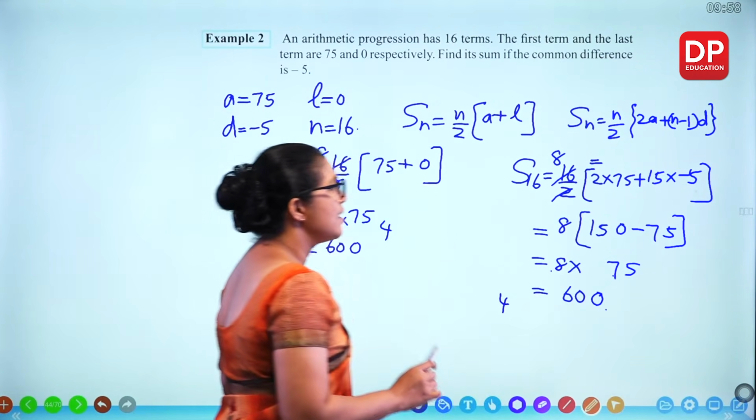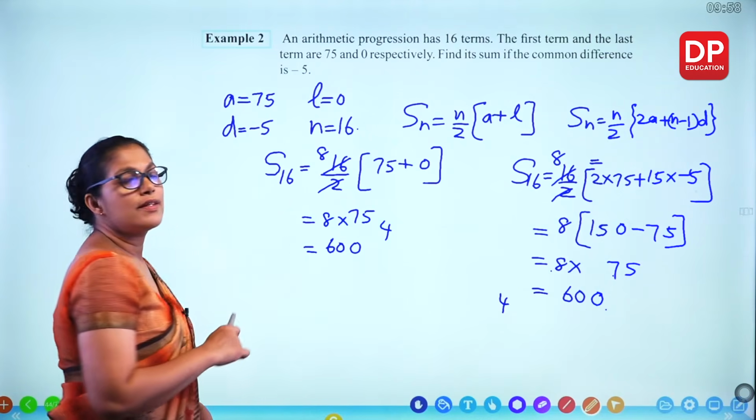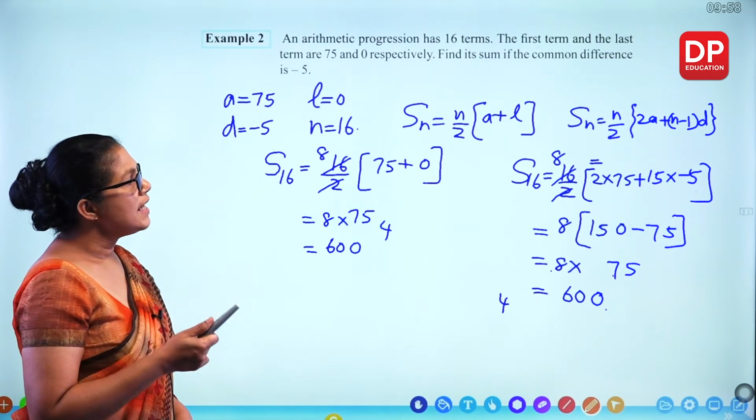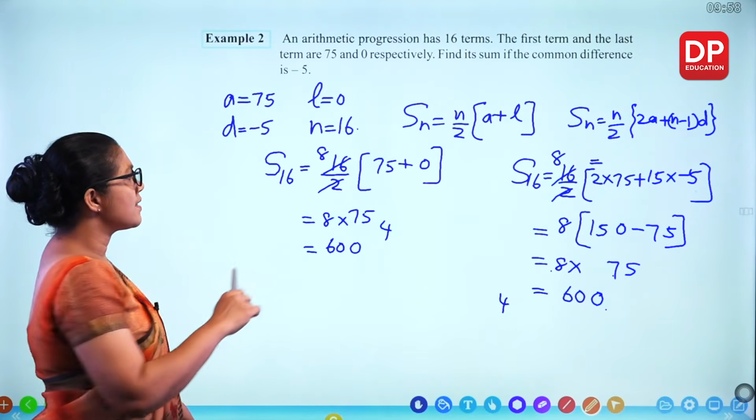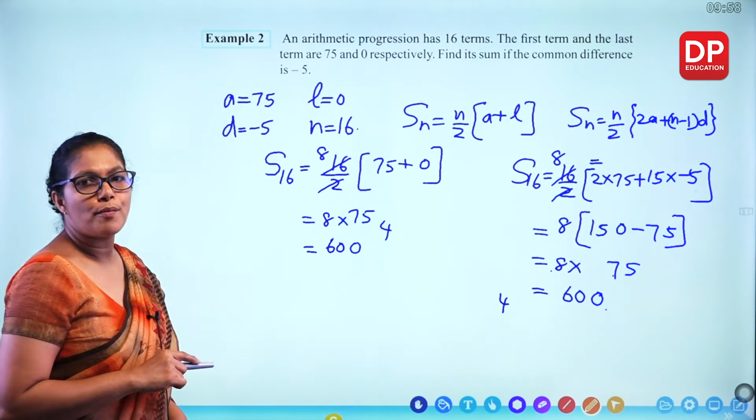So you can use either this formula or that one. If you know d and a, you can use that one. If you know the first term and the last term, use this formula.